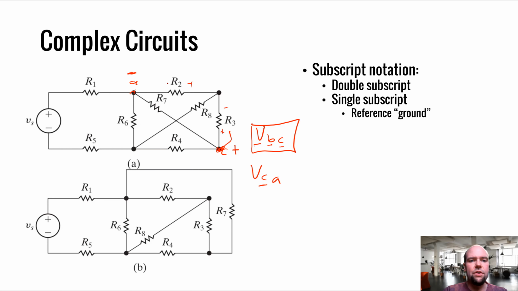And then I say, all right, what's the voltage drop across this resistor? If I add up all these drops as I meander from C to A, in this case, because it was notation CA, then that voltage change I would get would be VCA. We also have single subscript notation.